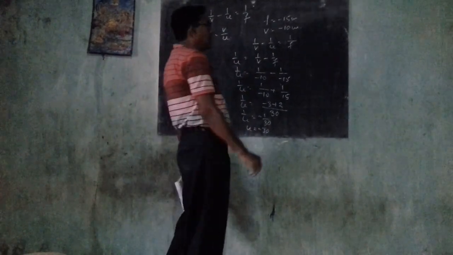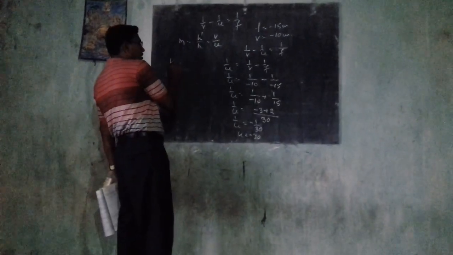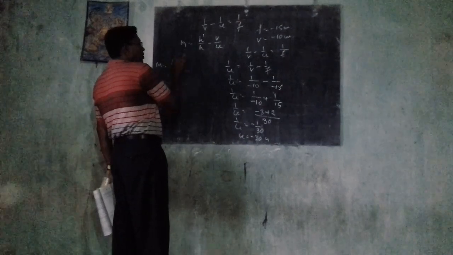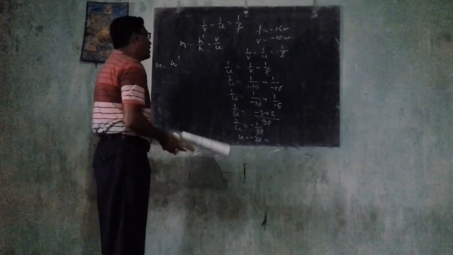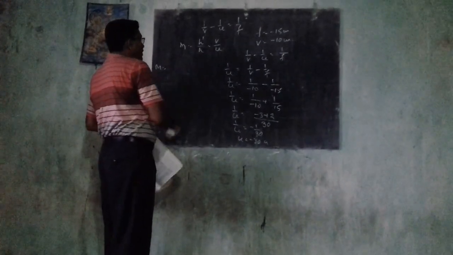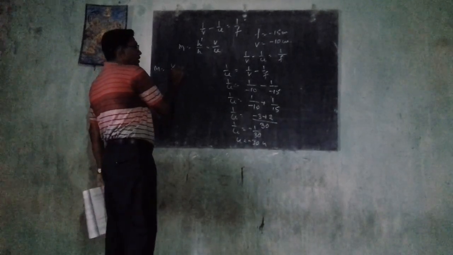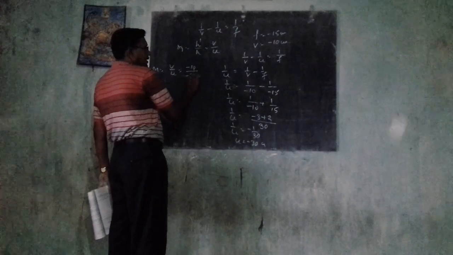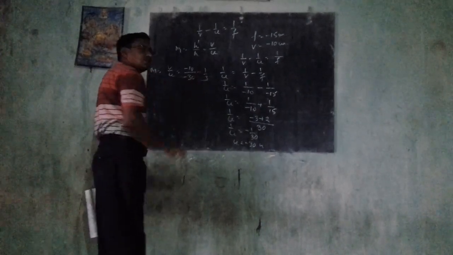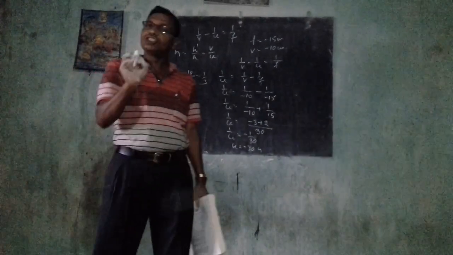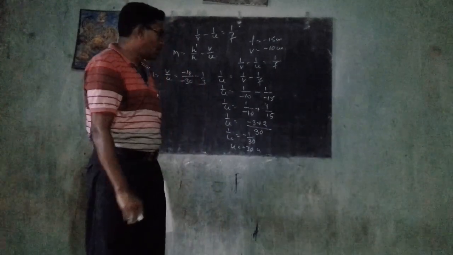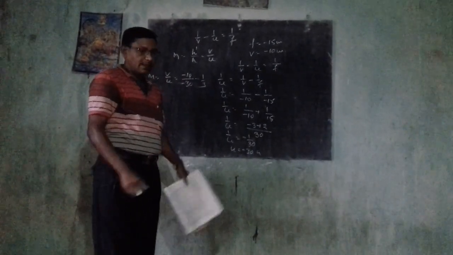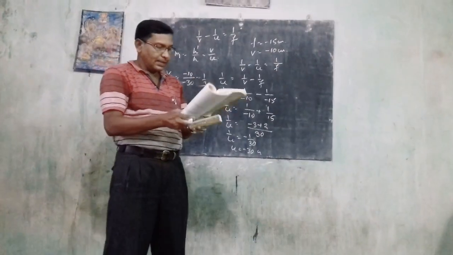Okay. Then we find the magnification. Magnification m equal to h dash by h, where h is the height of the object. Here we are given only v by u. v is minus 10 by minus 30, equal to 1/3. So the image is very small in size, 1 part to 3 parts of the object. Okay. Then another problem is here.